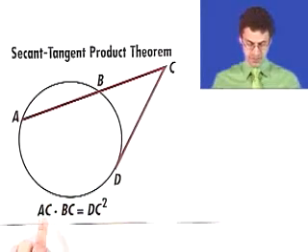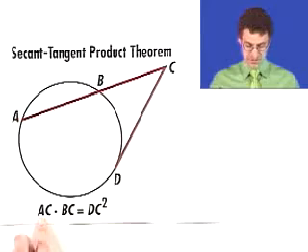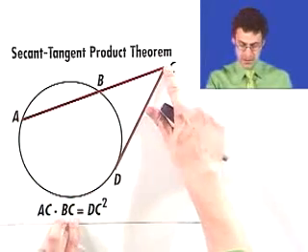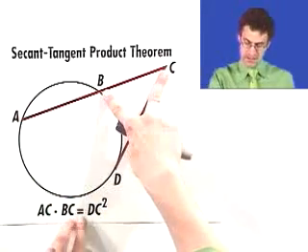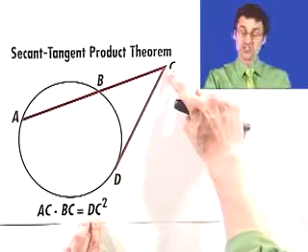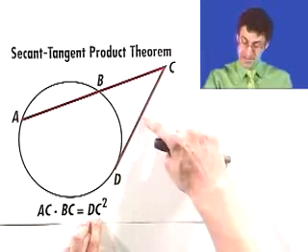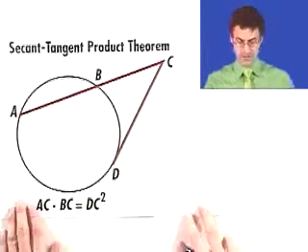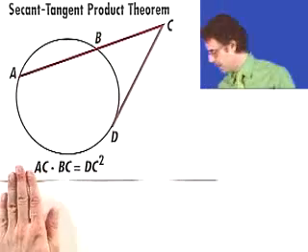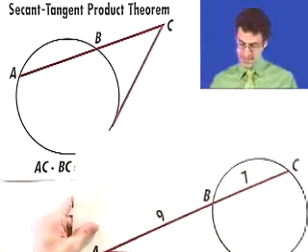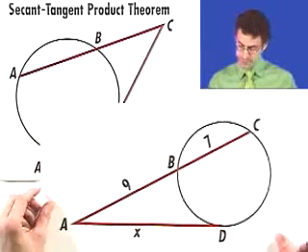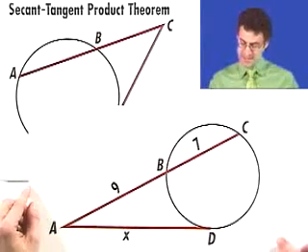So what's the result? The result is what you might guess, which is that AC, this entire length, multiplied by BC, is going to equal this length squared. So this length multiplied by itself, which is what you might have guessed if you thought about it a little bit. Let's take a look at an example and see if we can figure out what x has to be here.